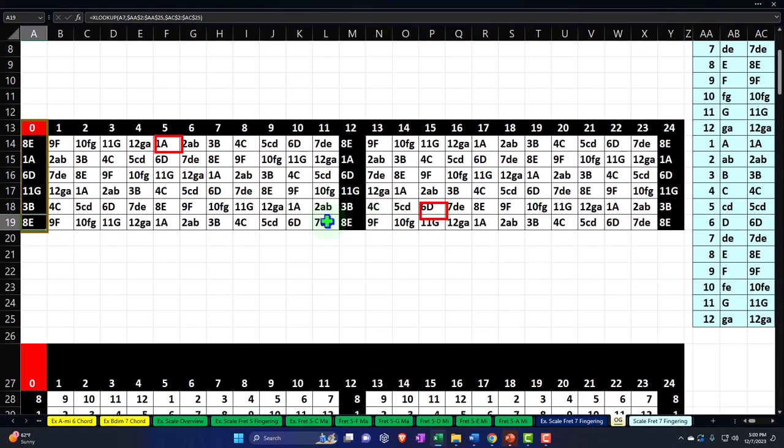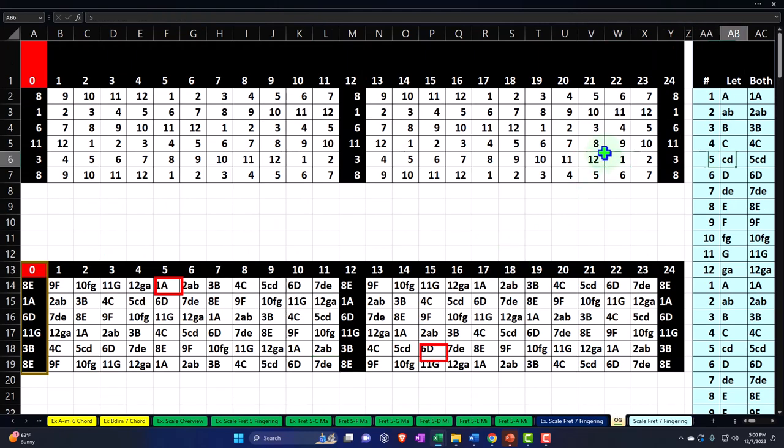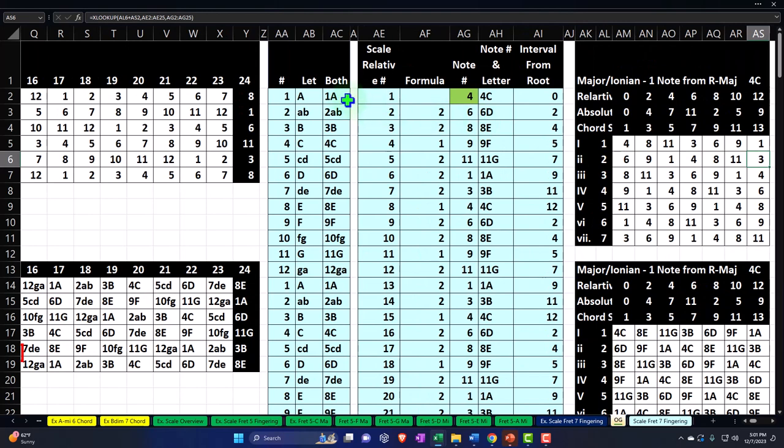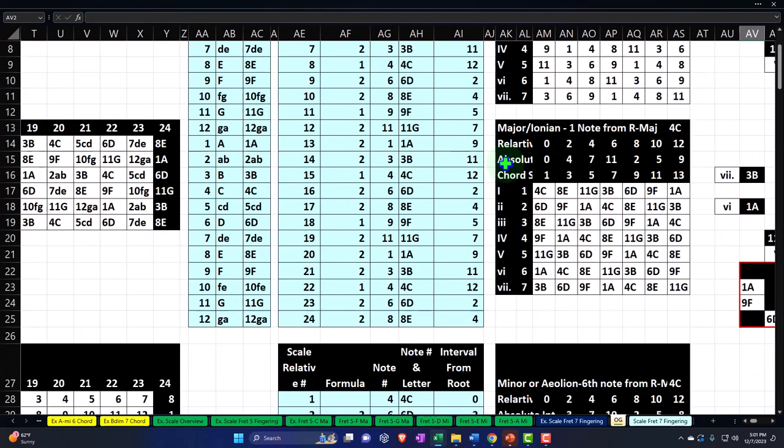It now acting as our starting point, mapping out the entire fretboard, giving us the entire musical alphabet in letter format, number format, letter and number format, providing an adjustable key that can be changed with this green cell to the scale that we want to be in for the worksheet constructions on the right. The worksheets providing the notes in the scale, the chords constructed from the notes in the scale, interval information, and more.